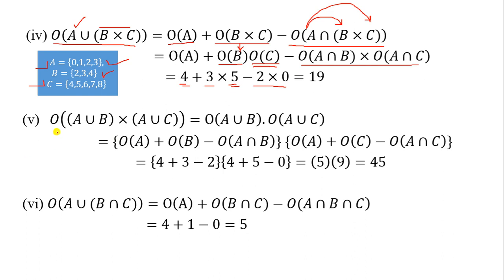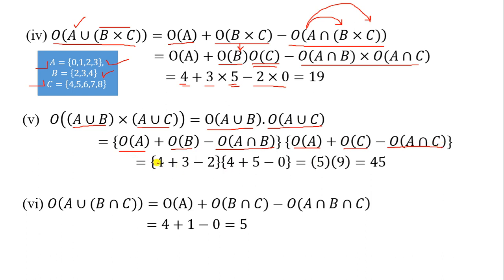Next we have how many elements are there in the product of A union B and A union C. So we will use the product rule first. We just have to multiply the number of elements in the union of A and B and the union of A and C. For union we have the sum rule again: number of elements in A, number of elements in B, minus intersection of A and B; number of elements in A, number of elements in C, minus the number of elements in the intersection of A and C.